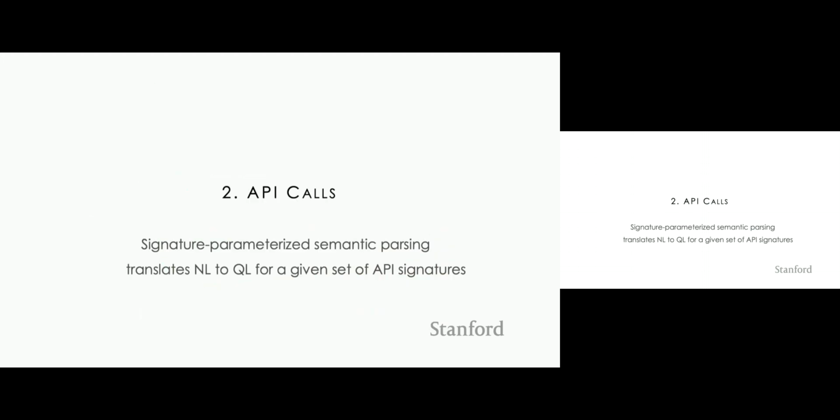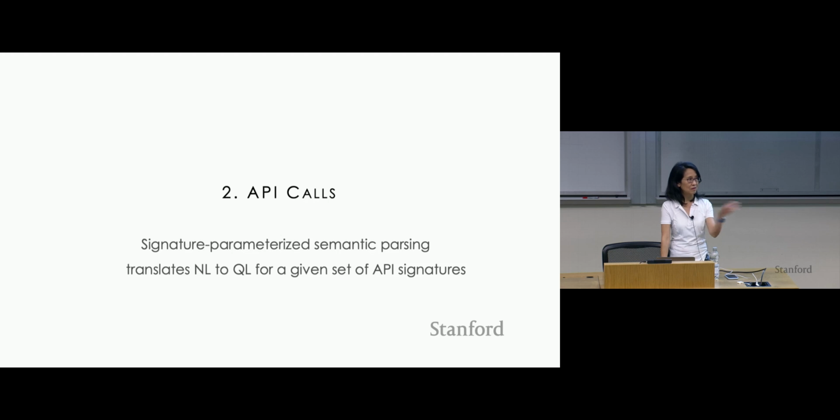So that's the basic idea behind the API signatures. And we're looking for a signature-parameterized semantic parsing that translates natural language to QL for a given set of API signatures. Everybody's clear on this, right? Everything's good? All right. So let's talk about knowledge plus task-oriented agents.